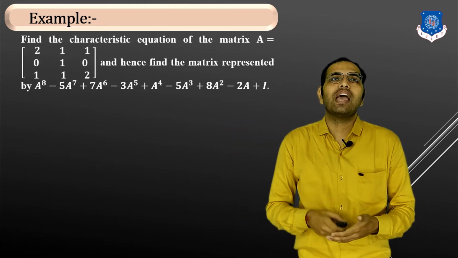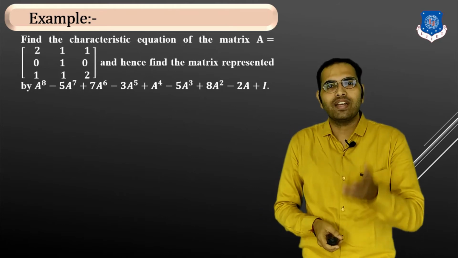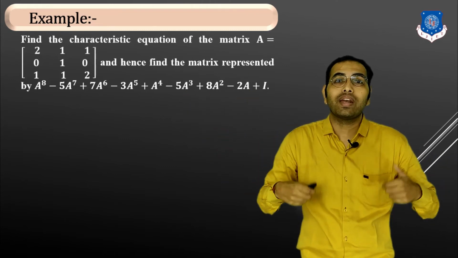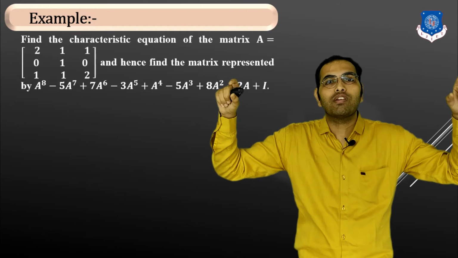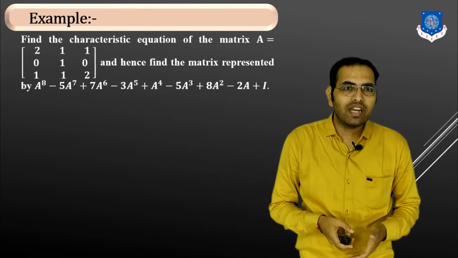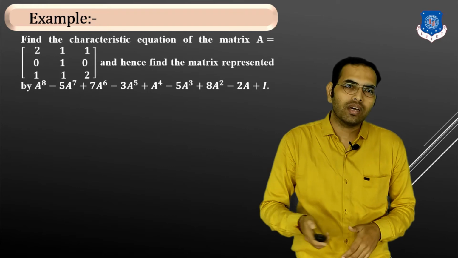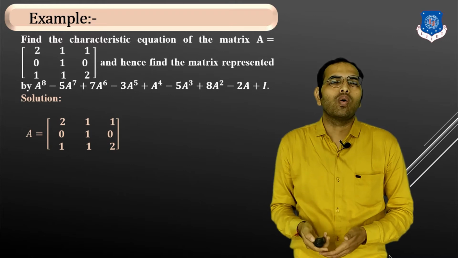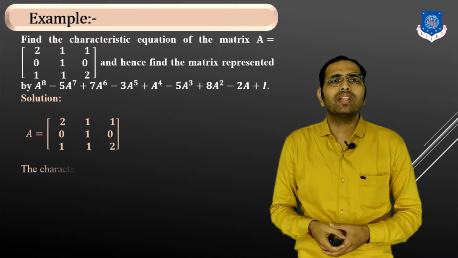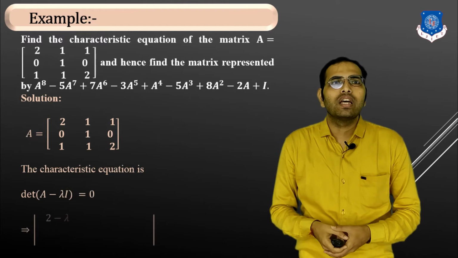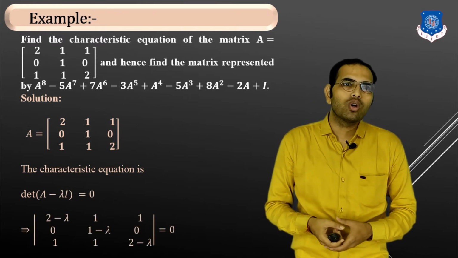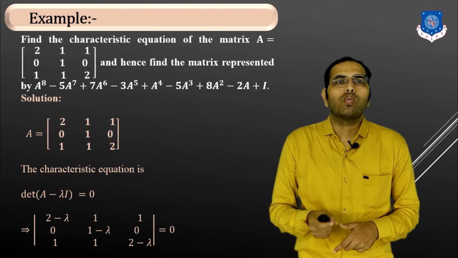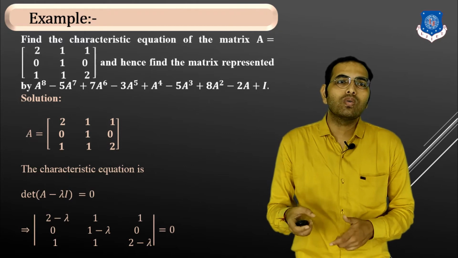For that, with the help of the Cayley-Hamilton theorem, we can find such long polynomial forms of the given matrix. We can easily find it with the help of the Cayley-Hamilton theorem. For this solution, our matrix is 2, 1, 1, 0, 1, 0, 1, 1, 2. Now with the help of the characteristic equation, that is determinant of A minus lambda I equal to 0, the determinant of 2 minus lambda, 1, 1, 0, 1 minus lambda, 0, 1, 1, 2 minus lambda equal to 0.